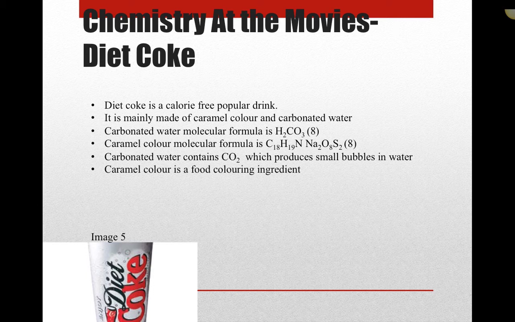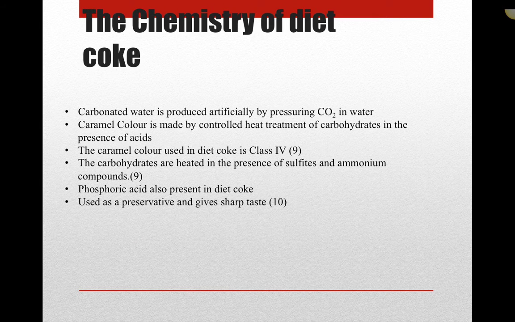Caramel color has the molecular formula C18H19NNa2O8S2. Caramel color is a food coloring ingredient which is widely used throughout the world in many different food products. Carbonated water is artificially made by pressuring CO2 in water. Caramel color is made by controlled heat treatment of carbohydrates, sometimes in the presence of acids or alkalis.